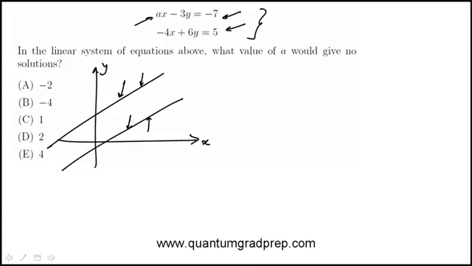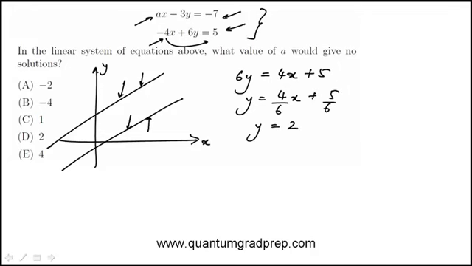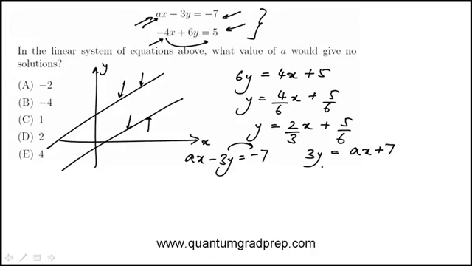So, for example, I can rewrite the second equation in the slope intercept form. So that would be, I move this term over and then divide throughout by 6. So that becomes 2/3 x plus 5/6. Now the first line, which has a as the constant, I'll do the same thing. Ax minus 3y equal to minus 7. So this would become moving that term over and then moving minus 7 to the other side. So that becomes a over 3 x plus 7/3.